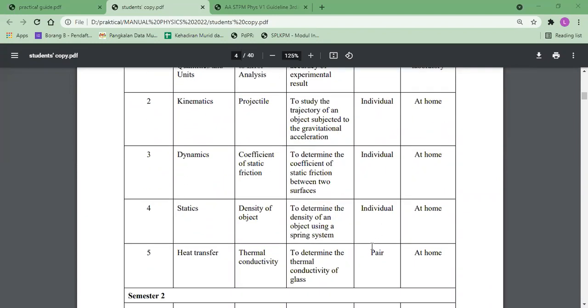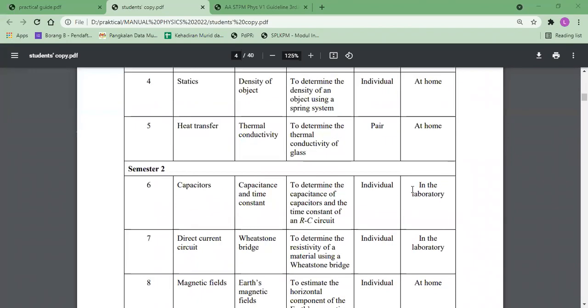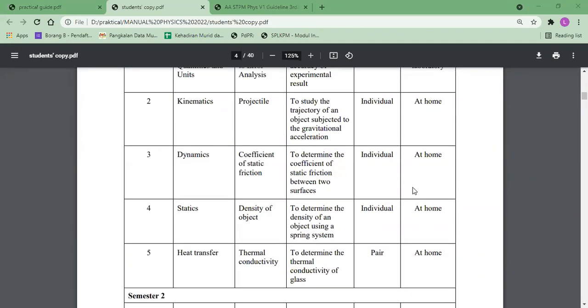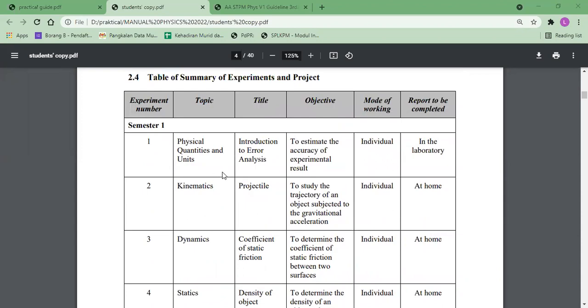So here we have the experiments, either individual or in pair. All of my experiments, I will do in groups of 3 because the number of students is quite big. All of the reports, I let you do at home. No need to do it in the laboratory. After that, in this semester we have physical quantity. That means the topic is physical quantity and units.